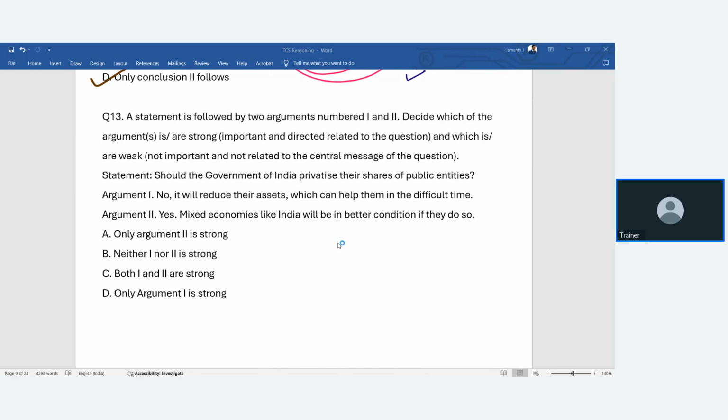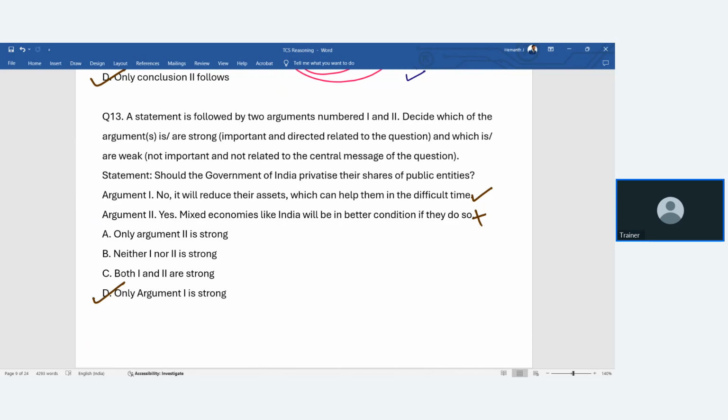Right now here, it is clearly said that the first argument, I can say, is fine. It will reduce their assets. They're talking about public entities, their assets, which can help them in difficult times. So if you privatize that, assets will be lost, and if there is any emergency, we want money, we need that. So the first one is strong. The second says mixed economies like India will be in better condition if they do so. It's not directly mentioned. It says better condition if they do, but it's not clear with the argument. So I feel the first argument is strong, not the second.